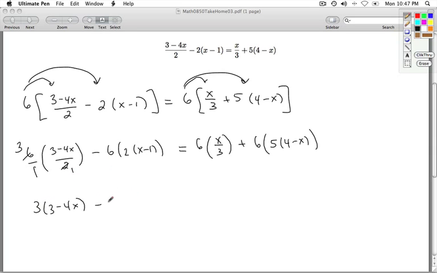Minus, I can start here. This is 12 times the quantity x minus 1, multiplying those together. Over here I have the 3 divided into the 6 twice. So I have 2x plus 6 times a 5, that's 30, times 4 minus x. And now I can clear parentheses using our distributive property.